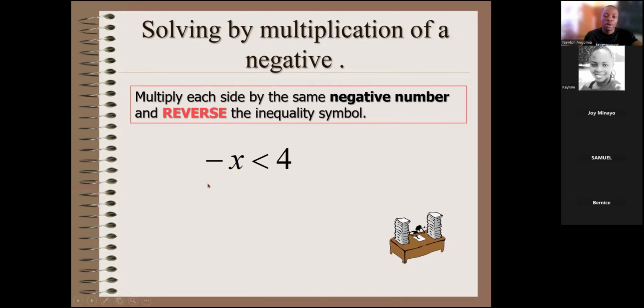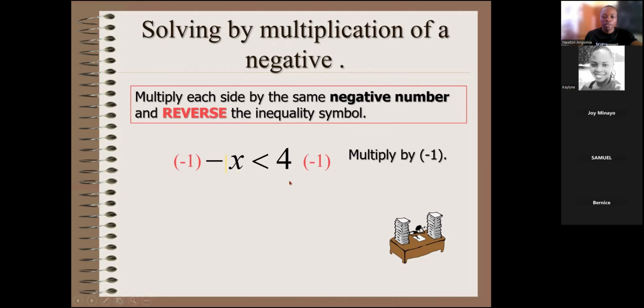What will you do? There is a 1 at this particular point. We take this point to have a coefficient of 1 here, so the coefficient is negative 1. So negative 1x is less than 4. All right? So for us to get x, we need to divide both sides by negative 1. And there we go.